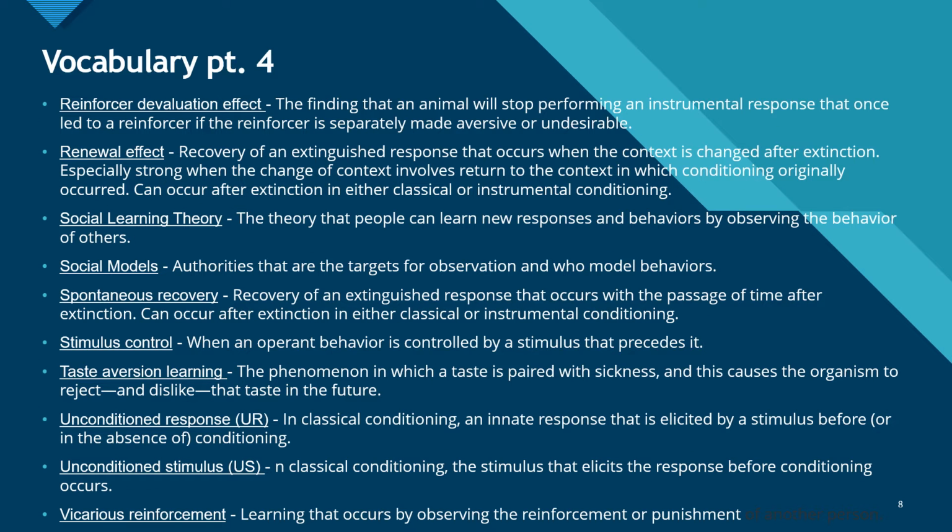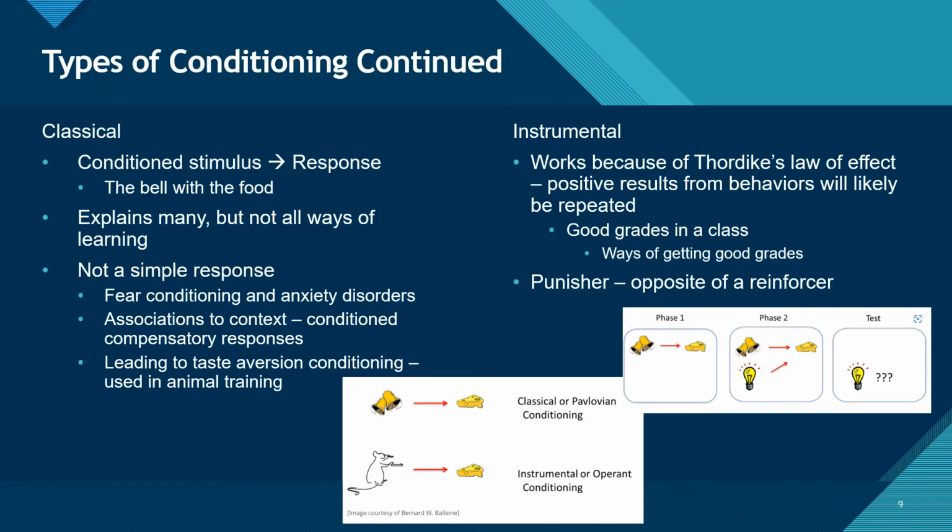There is reinforcer devaluation effect, renewal effect. There is social learning theory, which involves social models, spontaneous recovery. There's stimulus control, taste aversion learning. There's UR and US, which is unconditioned response and unconditioned stimulus, and there is vicarious reinforcement. So please pause, read, and be ready to use these in the discussion.